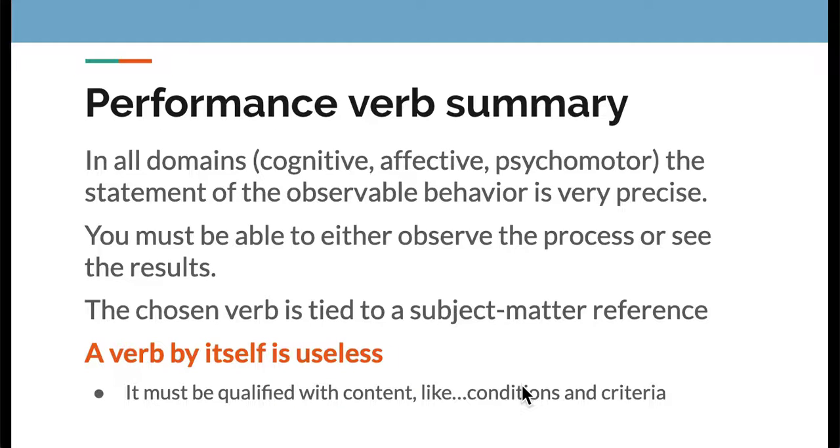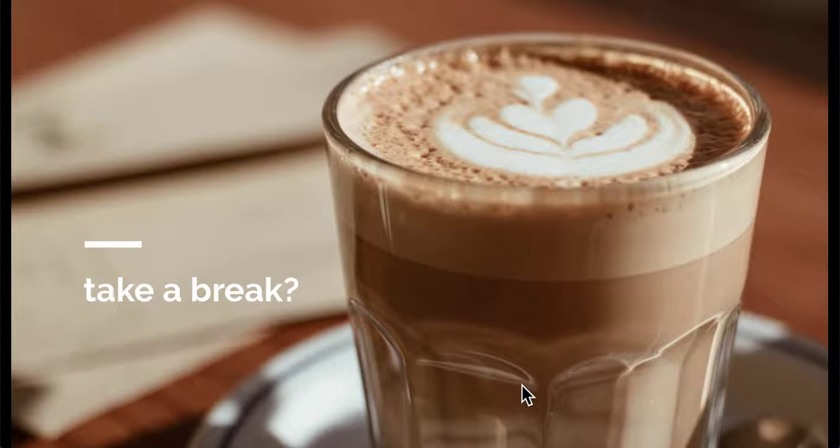This is kind of getting into language grammar. Another way of putting it is, the verb by itself is absolutely useless until it's qualified with content like the conditions and the criteria that are part of the performance. It's where is the performance going to happen and how well should it be going on.